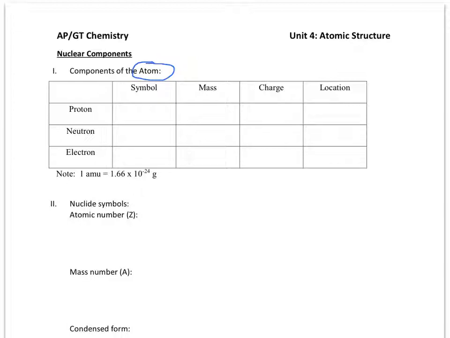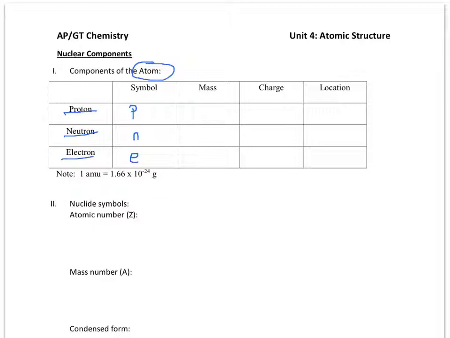Before, an atom was considered to be the smallest unit of matter, or it was said to be indivisible, meaning it could not be divided into anything smaller. But later on, it was discovered that there are smaller particles that exist within an atom, and these are called our subatomic particles: protons, neutrons, and electrons.